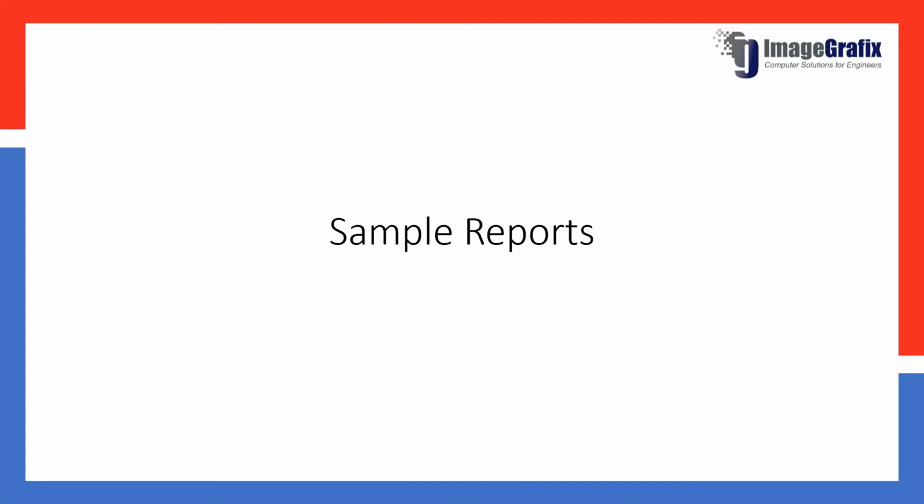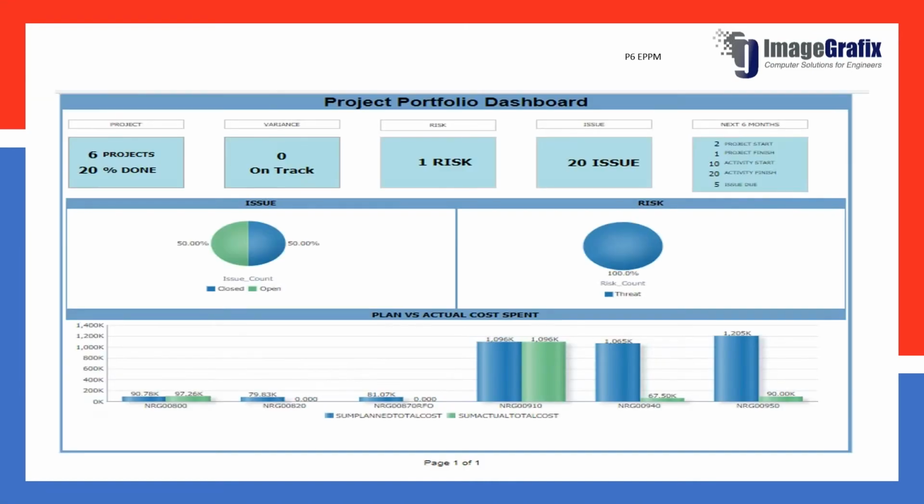Now let's see what sample reports are available. This is a dashboard kind of report for the project portfolio. You have around 6 projects and 20% of the projects have been executed. 0 projects have variance, which means all the projects are on track. You have a risk and 20 issues. For the next 6 months, 2 projects have a start and 1 project finish. 10 activity starts are there, 20 activity finishes are there, and 5 issues are due, right?